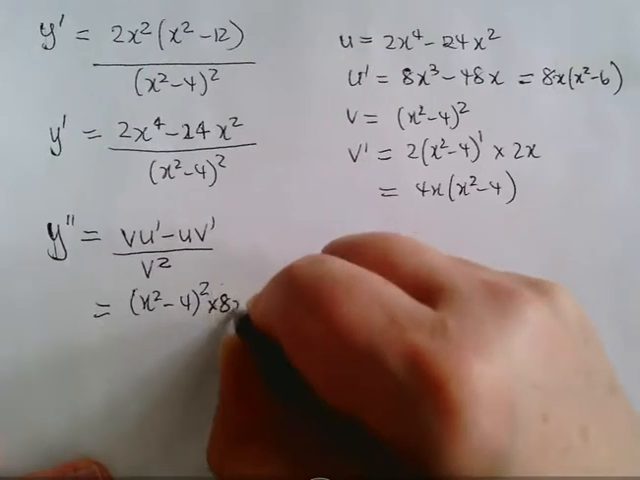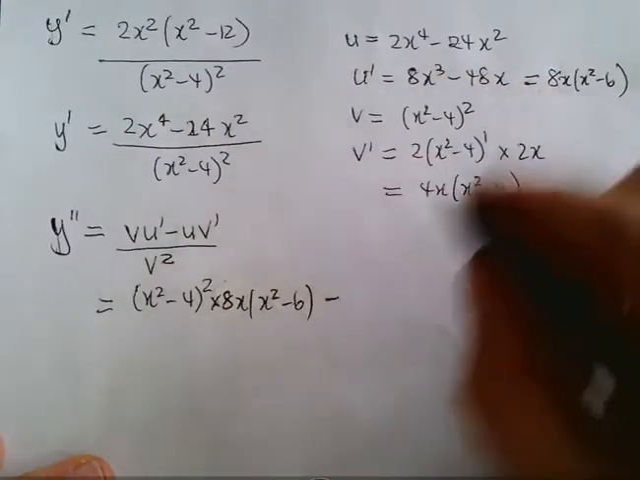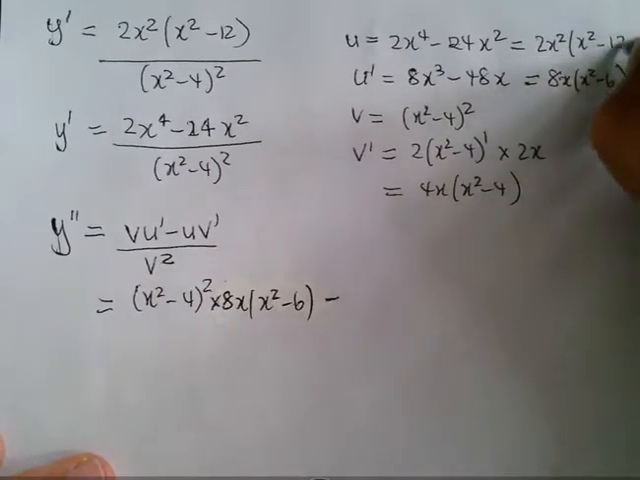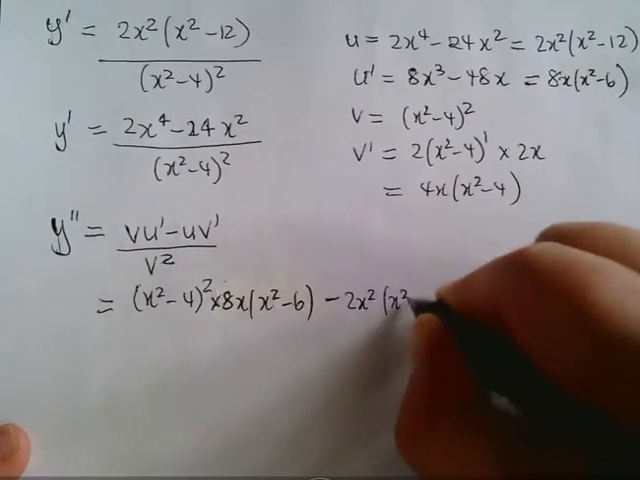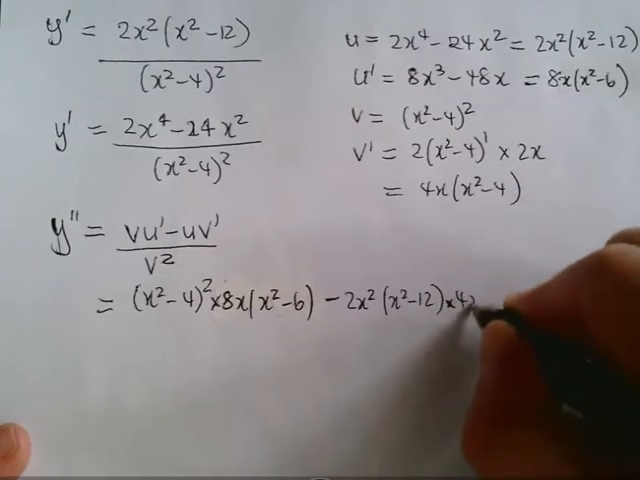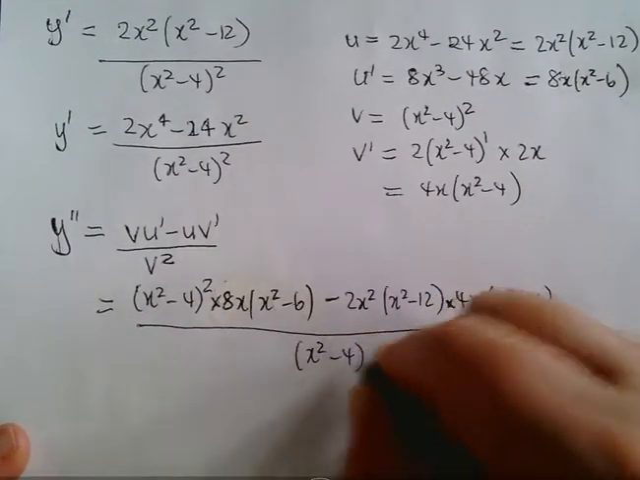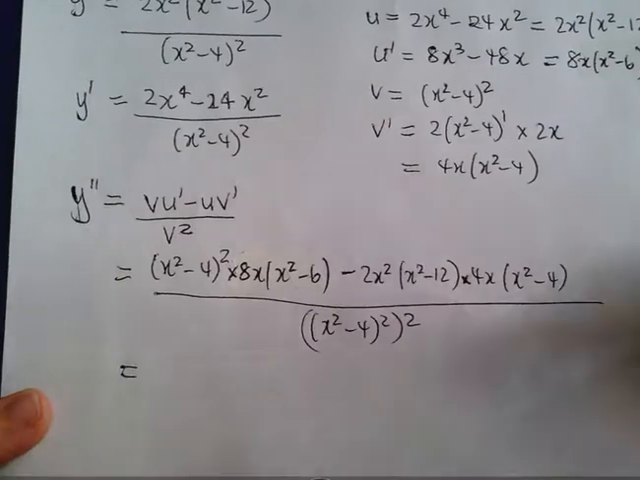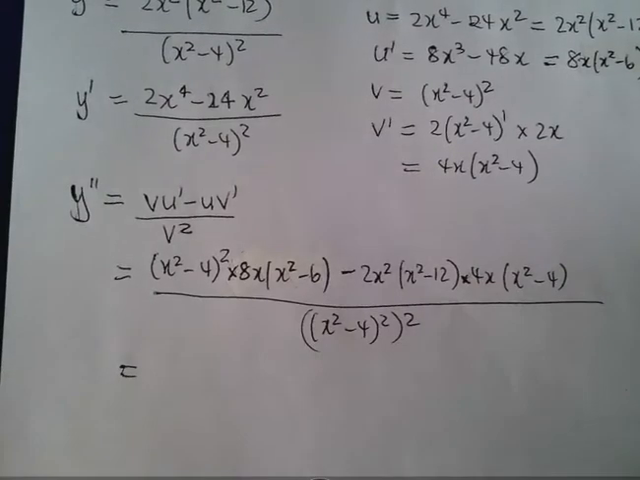So, times 8x, x squared minus 6. Hopefully that's right. Minus u. I'm going to factorize that too. 2x squared, x squared minus 12. Just going to make it easier. 2x squared, x squared minus 12. Where's v dash? Down there. Times 4x bracket, x squared minus 4. It's a bit messy. Over x squared minus 4 squared squared. Don't forget to squared. Because it is squared and then you're squaring it. It's v squared.